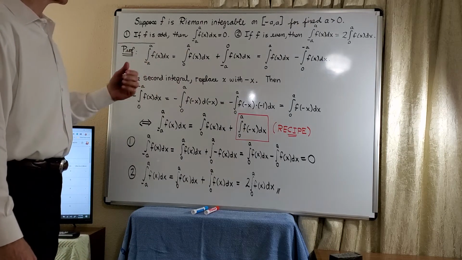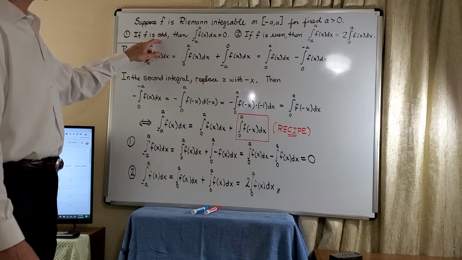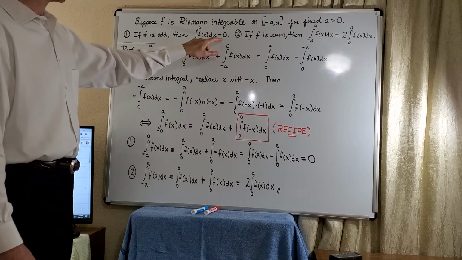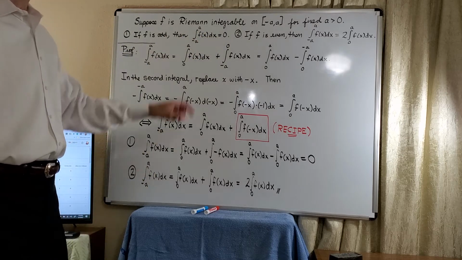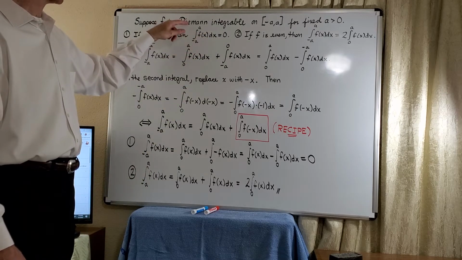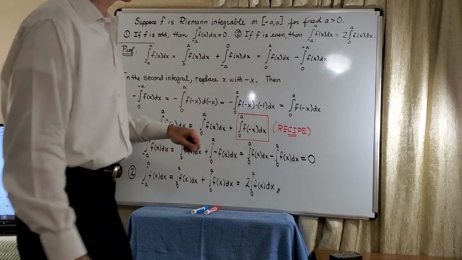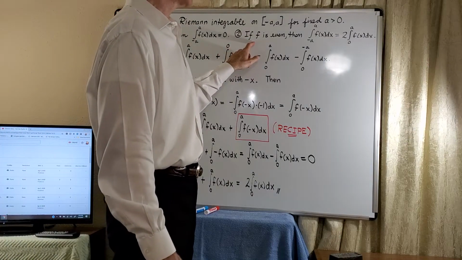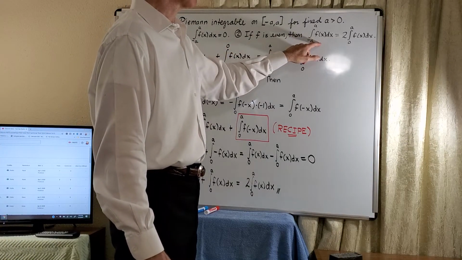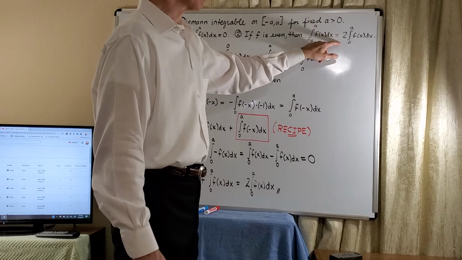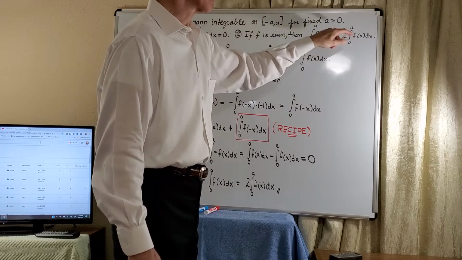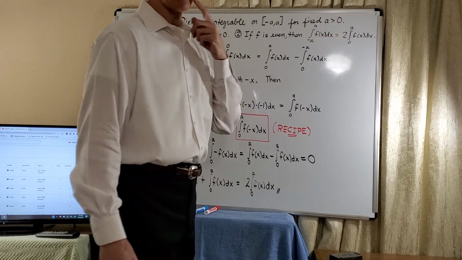Now, the result is this. If f is an odd function, then this integral is identically 0. That is, if we integrate f on the symmetric interval, we get 0. If f is even, then the integral of f on the symmetric interval is twice the integral of f on the interval from 0 to a.